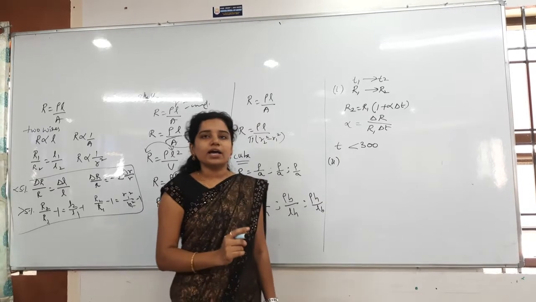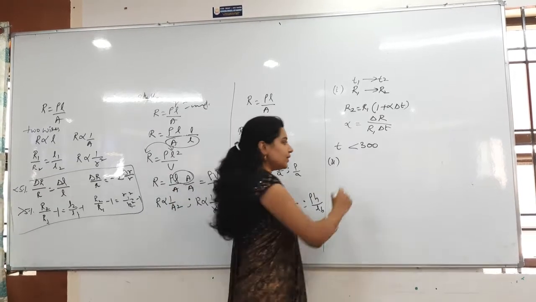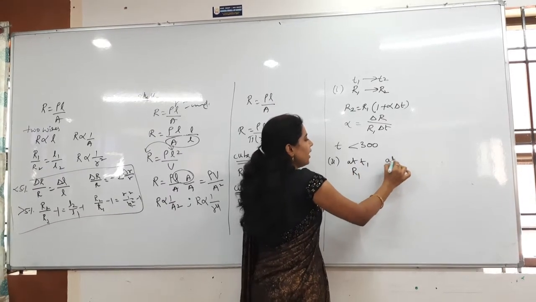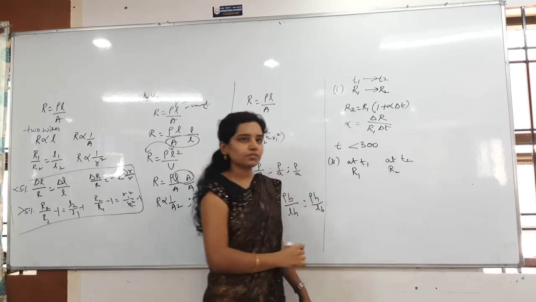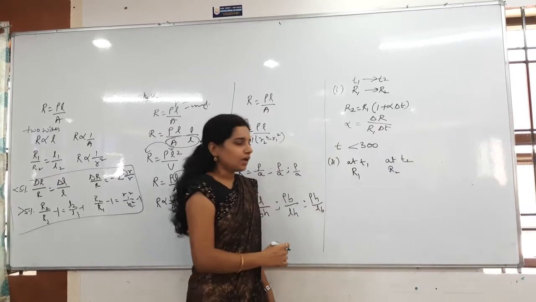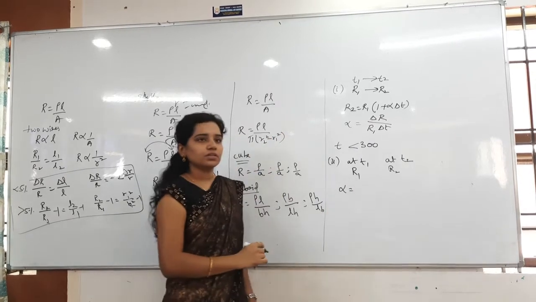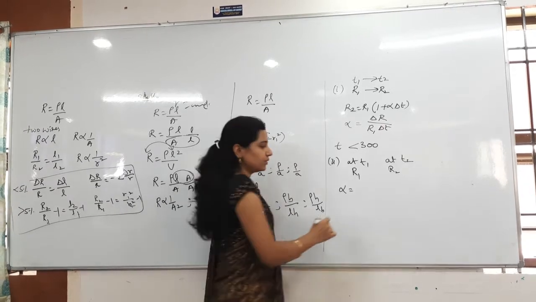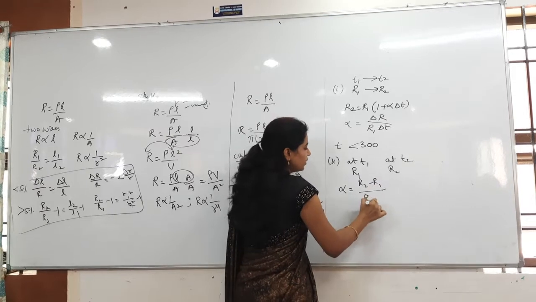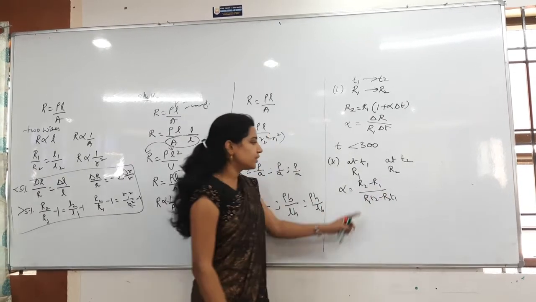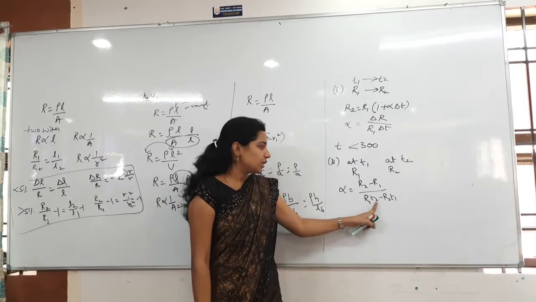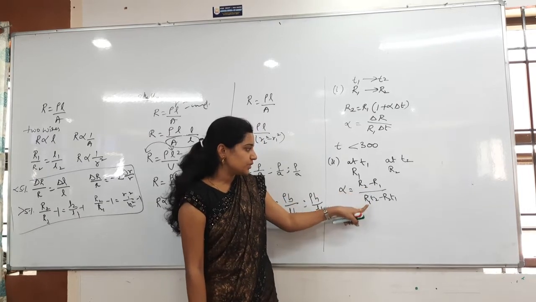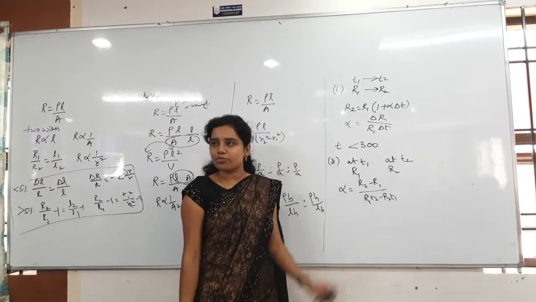In the second case, whenever they have given at temperature T1 resistance is R1, and at temperature T2 resistance is R2, then how to find out alpha? Alpha is equal to (R2 minus R1) by (R1 T2 minus R2 T1). Otherwise you can get (R1 minus R2) by (R2 T1 minus R1 T2) also. There is no problem in that. But you have to write always, this is 2, so here you have to get 1. This is another type of problem we have discussed.